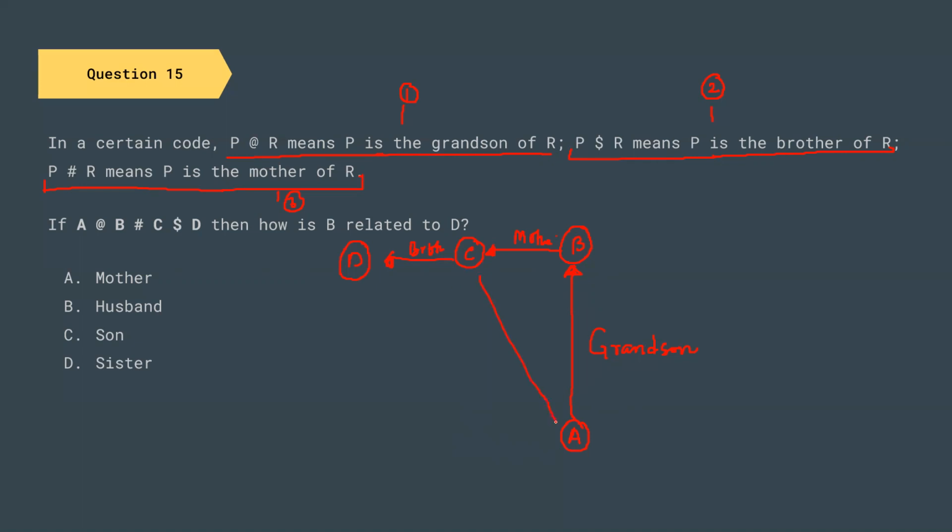So A and C, C is maternal uncle of A. So I will just write here maternal uncle. This is not asked in the question. I'm just doing it as a form of exercise. So C is maternal uncle of A, and B can be maternal aunt or maternal uncle because sex is not clearly indicative in the question. So now how B is related to D. So if B is mother of C and C is brother of D, that means B is also mother of D. So this is your correct answer.